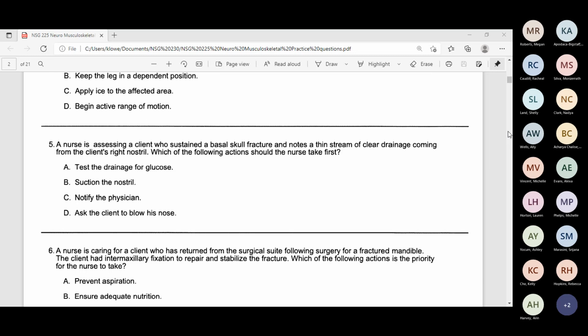A nurse is assessing a client who sustained a basal skull fracture and notes a thin stream of clear drainage coming from the client's right nostril. Which of the following actions should the nurse take first? Test it for glucose. Why would we test for glucose first? Because to make sure that's spinal fluid. Right. And if we think about one of the options, it is notify the physician. Well, we want to have as much information as possible to tell him, right? So testing the drainage for glucose is going to be important, and having that information to tell the physician when we call him, because he's going to say, well, did you test it? All right, good.